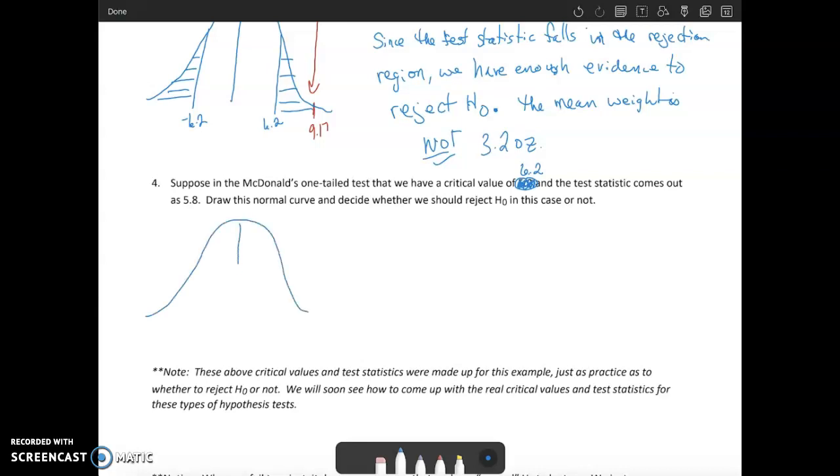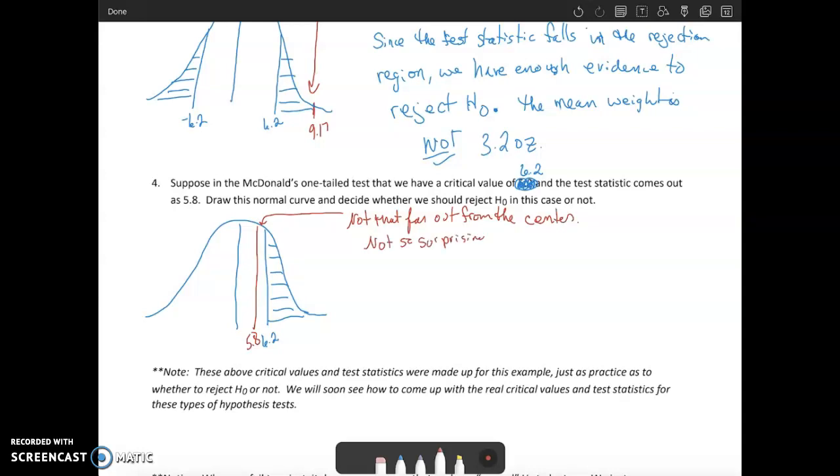Let's draw this normal curve. So here's my center. I still get the 6.2 only positive though in this case because it was a one-tailed test. So I only have one rejection region over here. And it says the test statistic that we got is 5.8. So 5.8 would be back here. So what we have here is a test statistic that's not that far out from the center. So it's not so surprising or unusual.